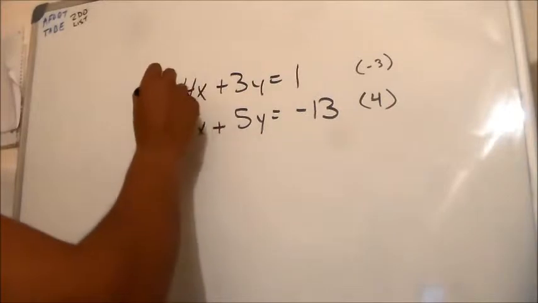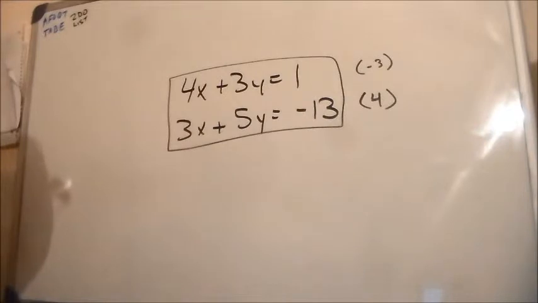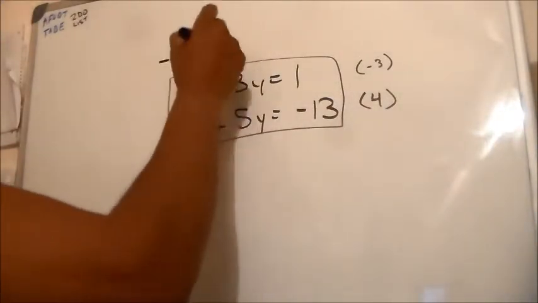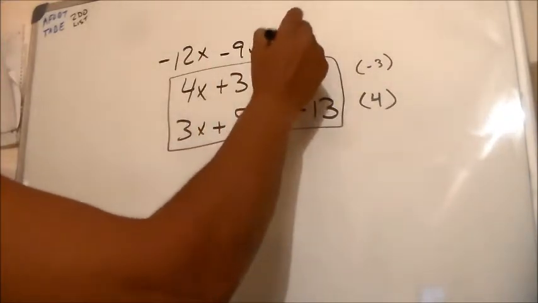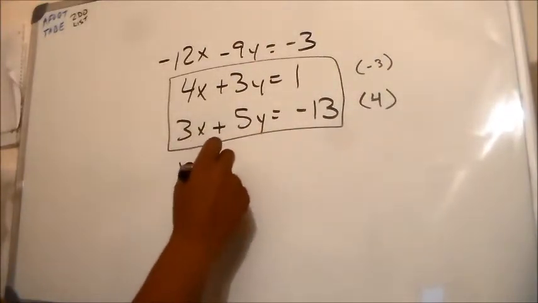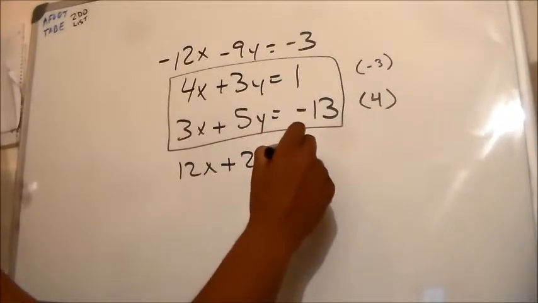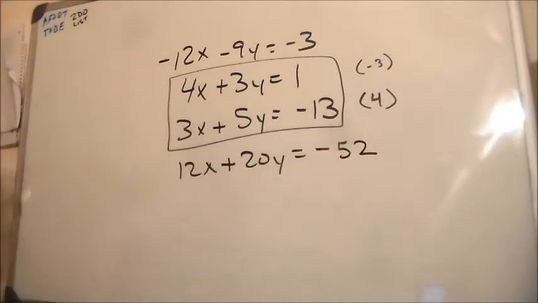So 3 times, now we never ever lose sight of this major equation because we're just reworking it to fit our situation. So this is not the easiest thing to do, and you have to keep that in mind. So we got negative 12x minus 9y equals negative 3. And on the bottom, we have positive 12x plus 20y, and we're going to have negative 52.